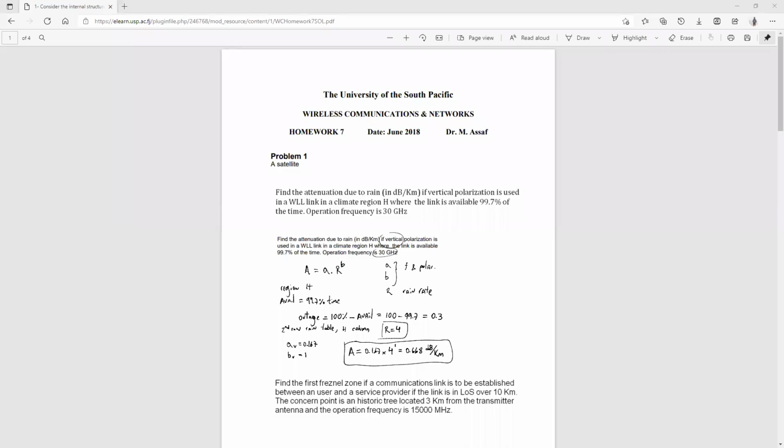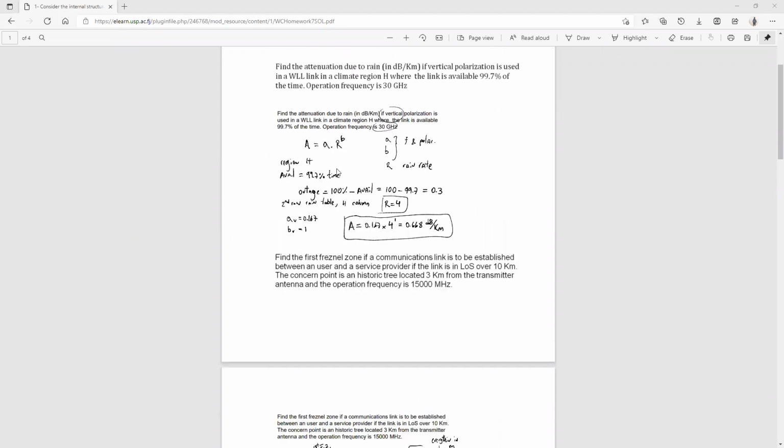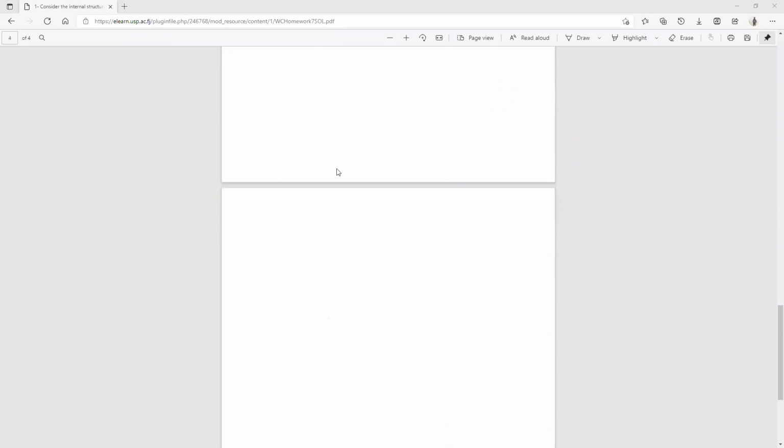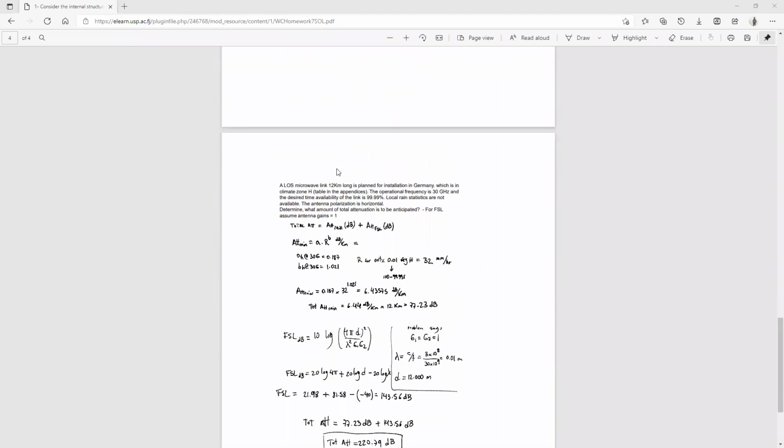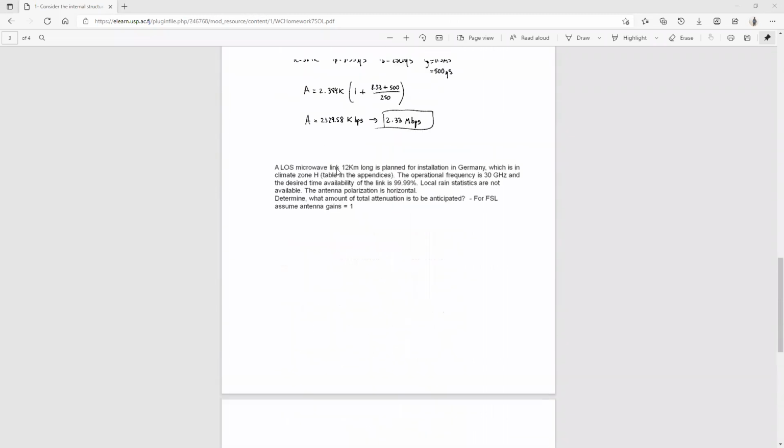So this week's tutorial is based on homework number 7. The solutions are already uploaded under the week 8 section on your Moodle. This week's problems are pretty simple. They are mostly based on rain attenuation and the Fresnel zone.